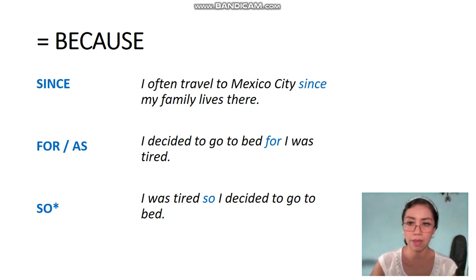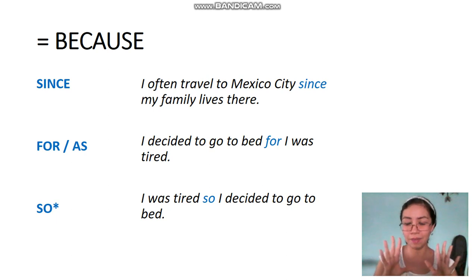If you remember the word because, you just pop it in the middle of the sentence. Like, I like this shirt because white is my favorite color. So it expresses a very simple cause and effect relationship. So they mean exactly the same, but they sound a little better. Or if you have used because previously, you can use one of these ones so you don't repeat the words a lot. For example, you can say I often travel to Mexico City since my family lives there, instead of because my family lives there. The same with for or as.